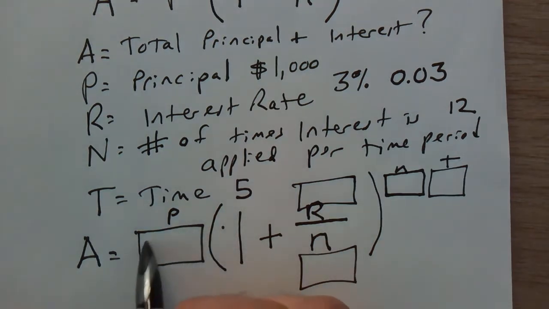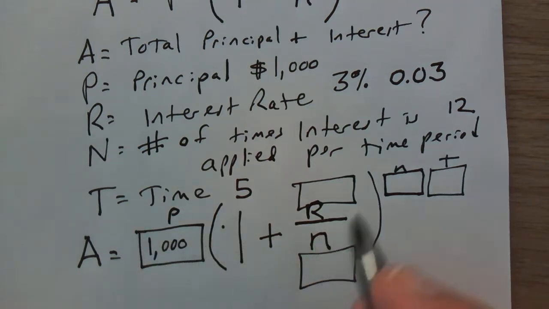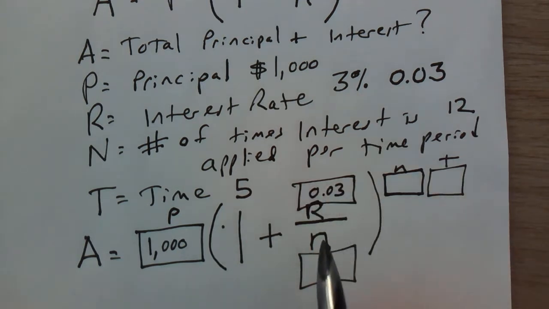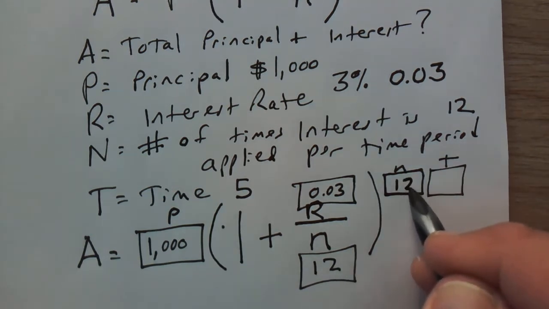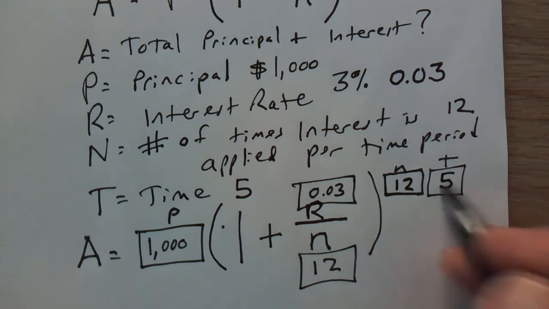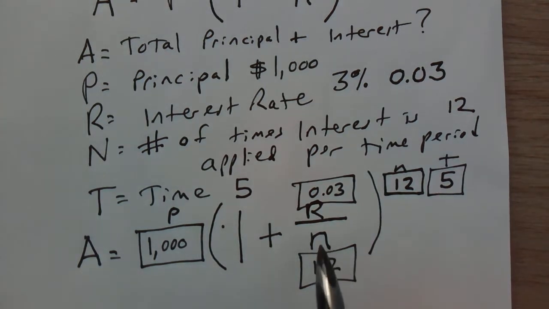The principal amount, as we see above, is 1,000. We have our 1. Our rate, our R, is 0.03. Our N is 12. I'm going to apply the N up here as well. And our T, time, is 5. So all our boxes are filled in, and we can start calculating everything.